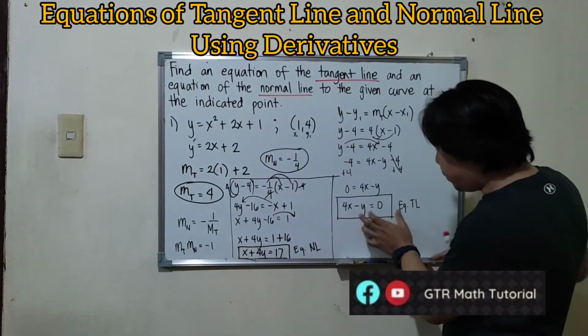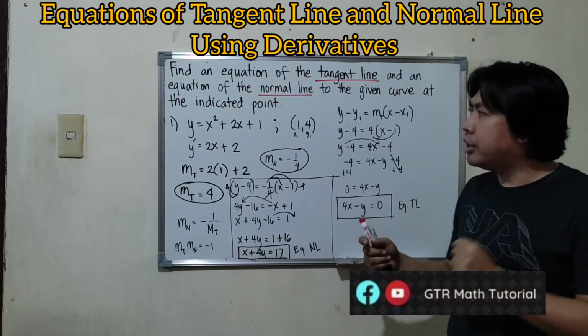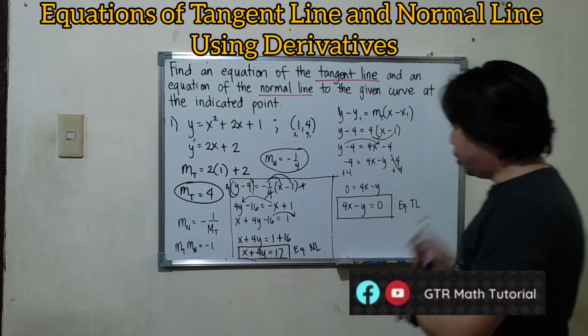Okay, so this is the equation of the tangent line and normal line for number 1. Let us answer number 2. So, erase this first.